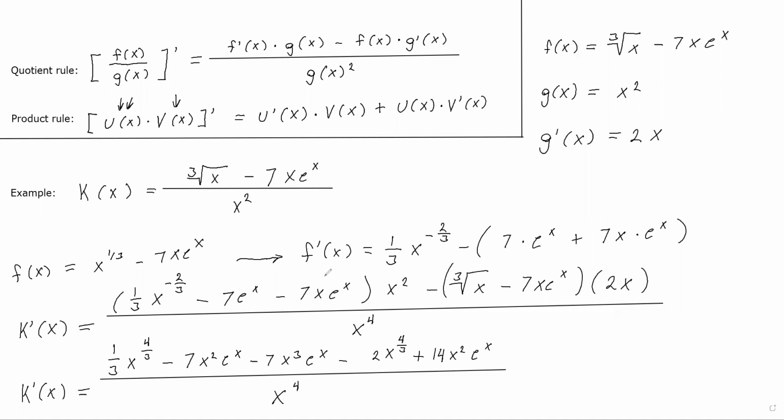So yeah, I hope the process of using the quotient rule and the product rule was clear. Please let me know if you guys have any additional questions. And yeah, thanks for asking for help.